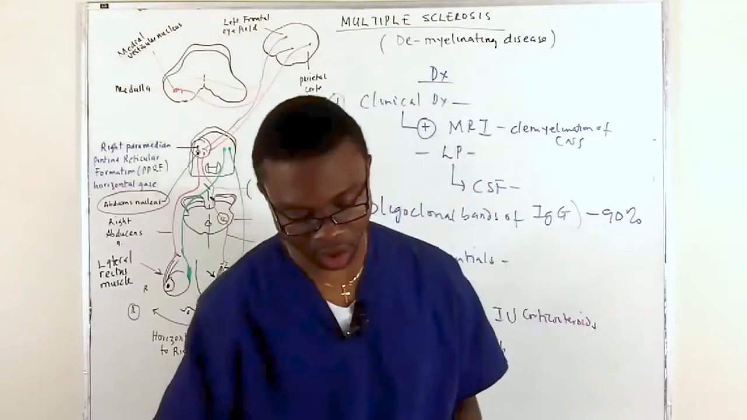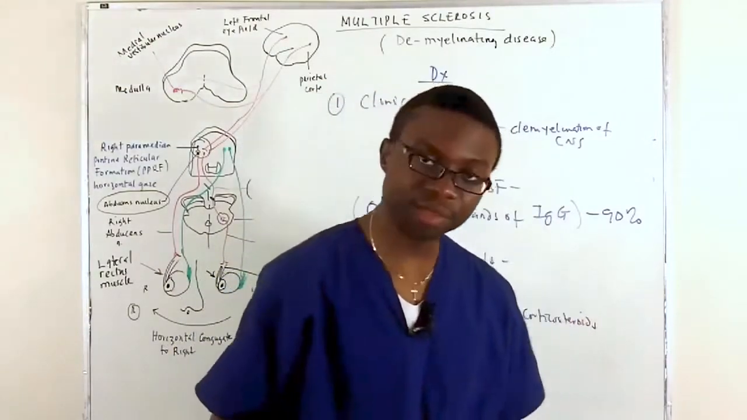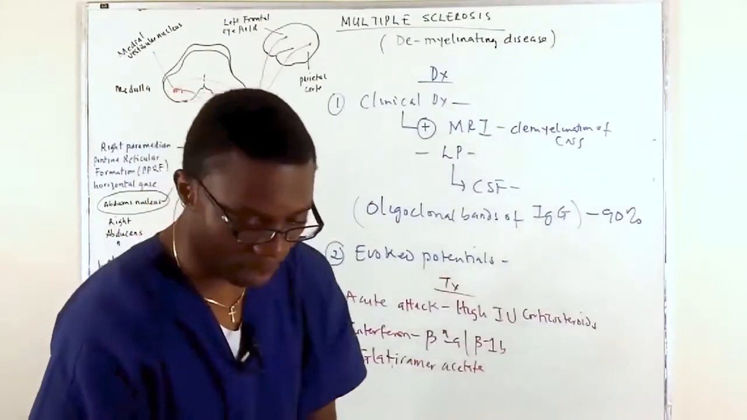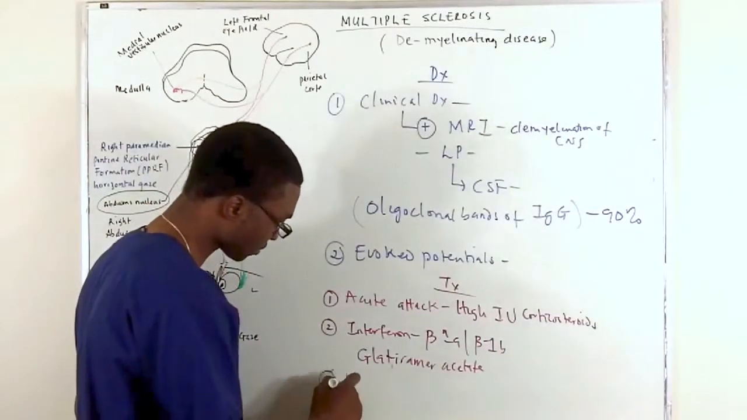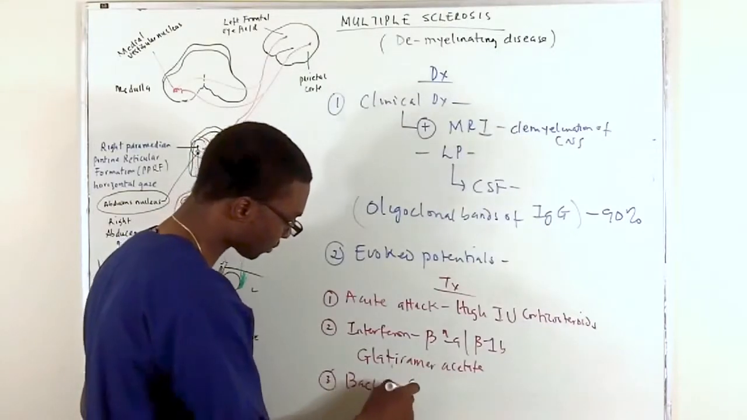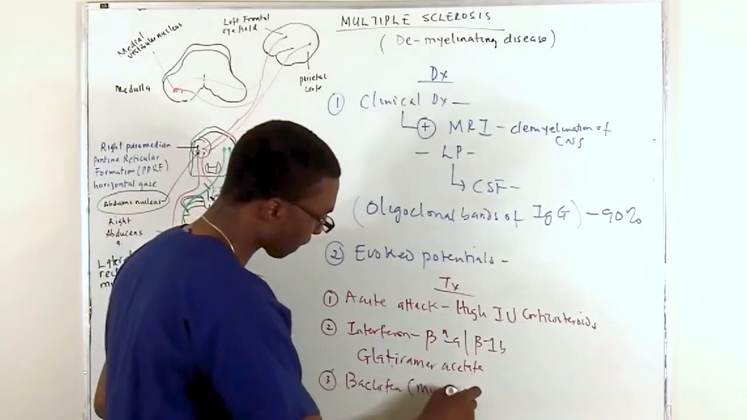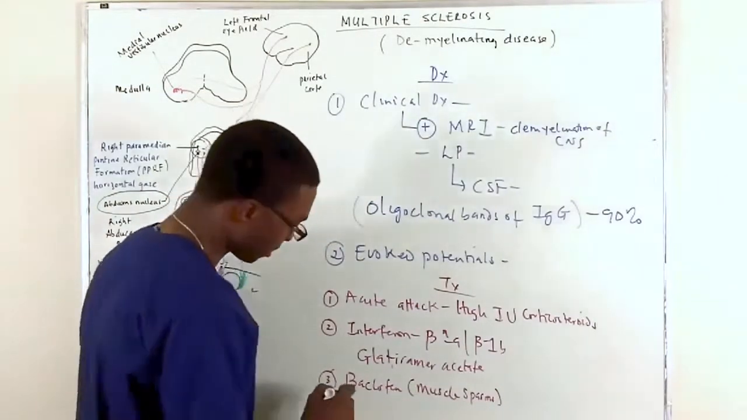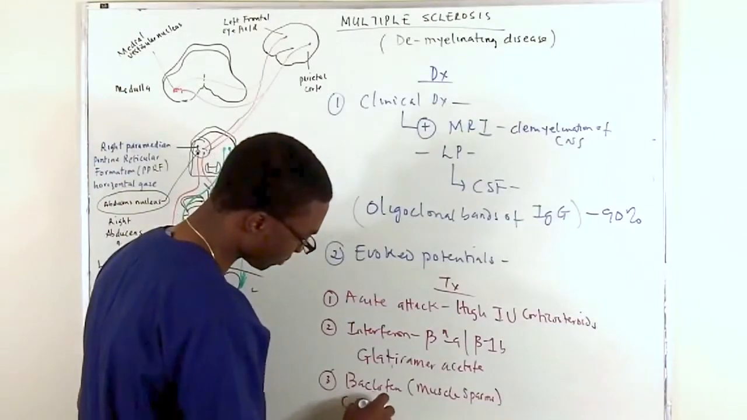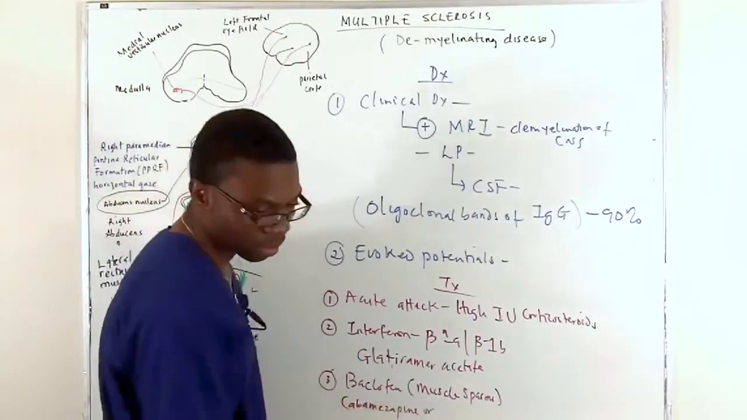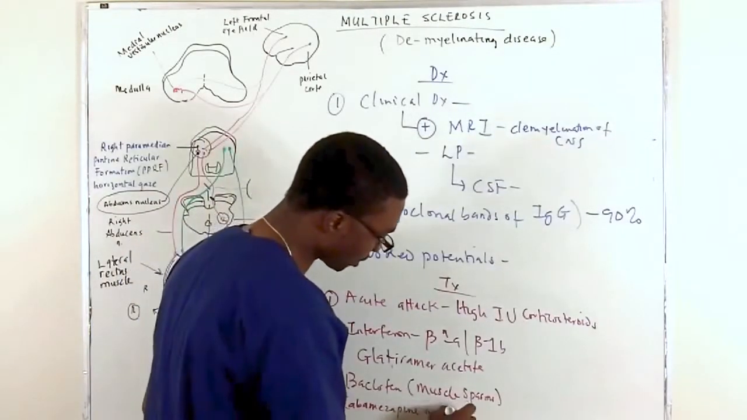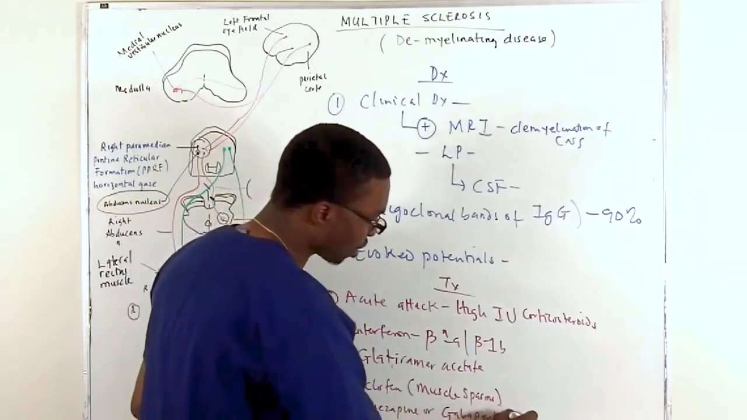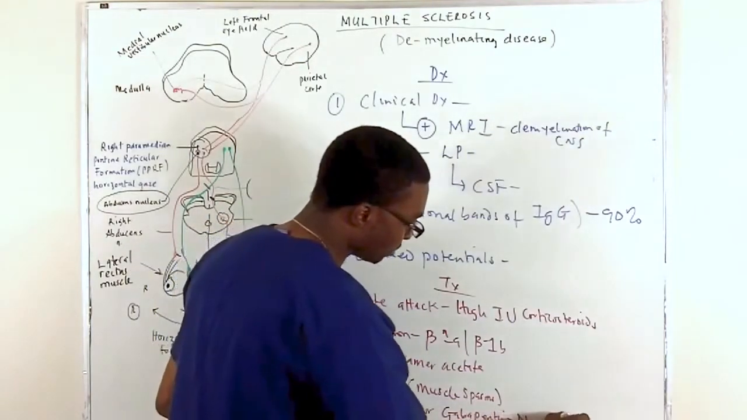Other drugs we can give are baclofen, which is given for muscle spasms, and also carbamazepine or gabapentin, or Neurontin, if they have neuropathic pain.